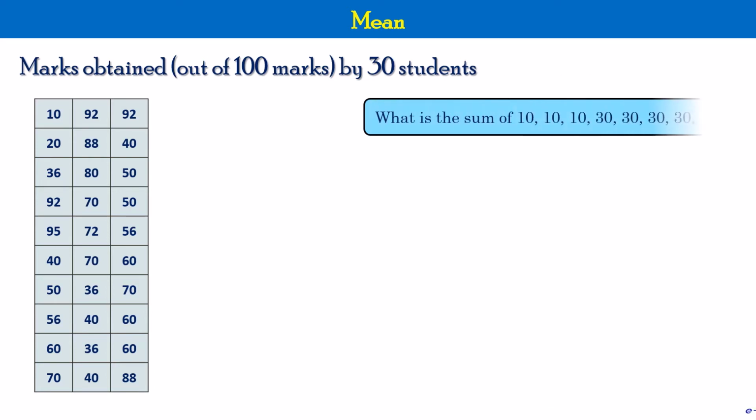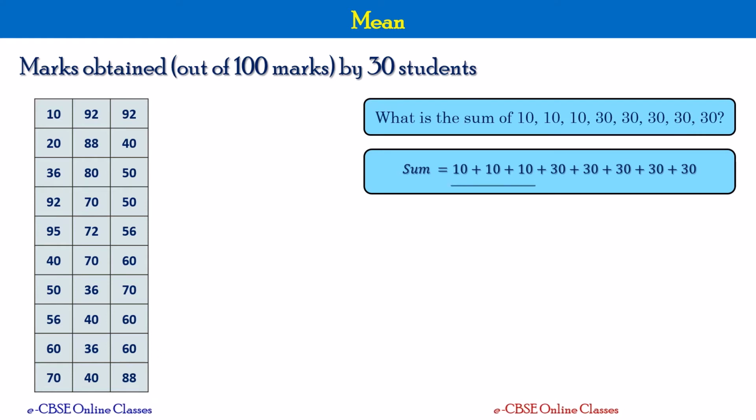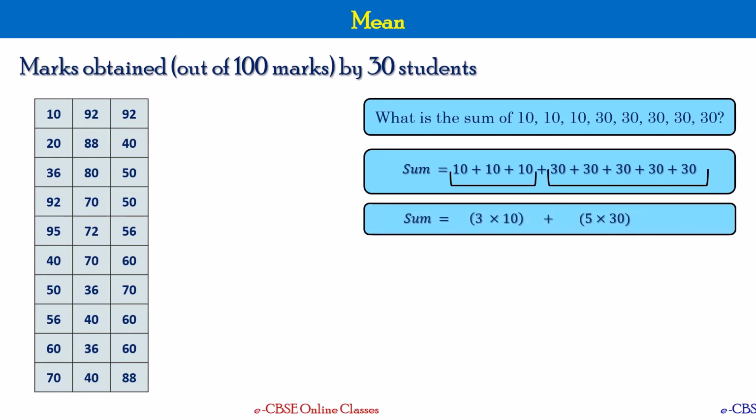So let me take an example problem here. If I ask you a question, what is the sum of 10, 10, 10, 30, 30, 30, 30, 30? So the brute force way of calculating is direct summation, all 8 numbers. Alternatively, if you notice the pattern, there are 3 10s and there are 5 30s, correct? Sum of 3 10s can be written as 3 times 10 and sum of 5 30s can be written as 5 times 30, correct?